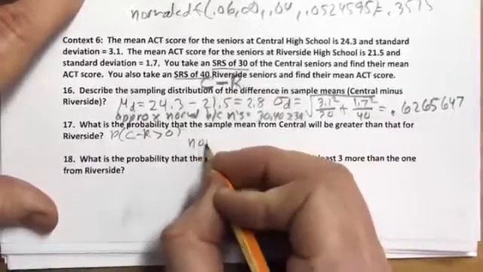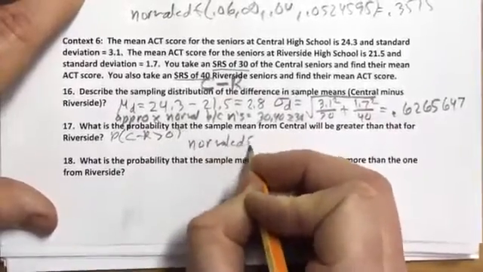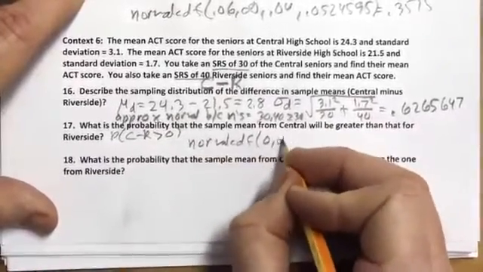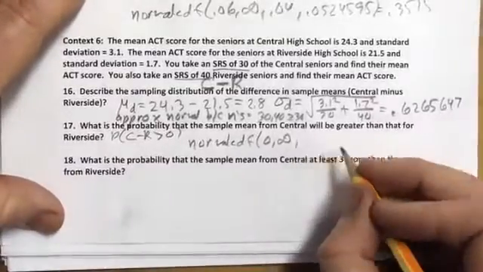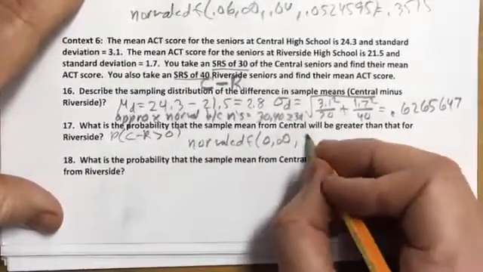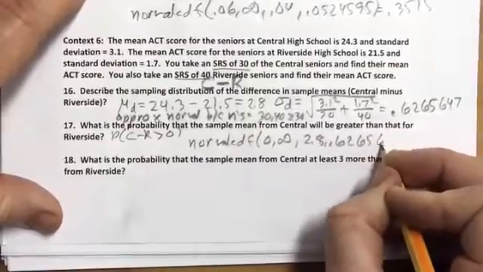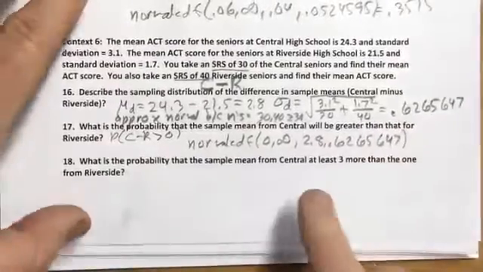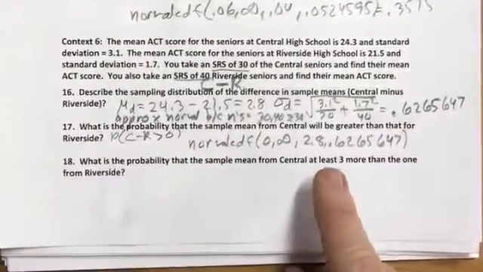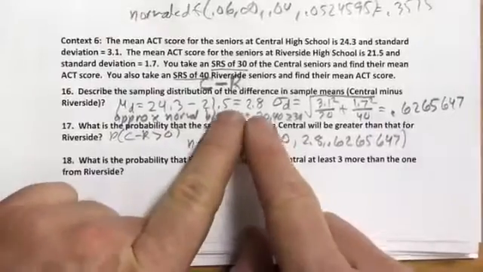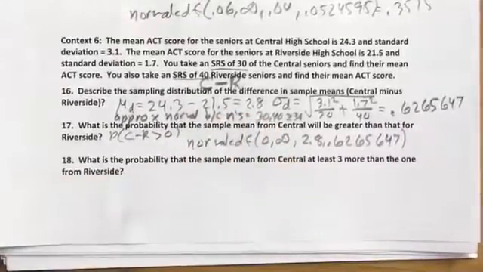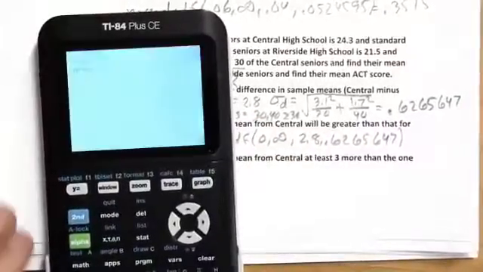So we do normal CDF from 0 to infinity, with a mean of 2.8 and a standard deviation of 0.6265647. Now we're certainly expecting it to be greater than 0. We're expecting it to be 2.8, which is certainly bigger than 0. So let's see what we get here.